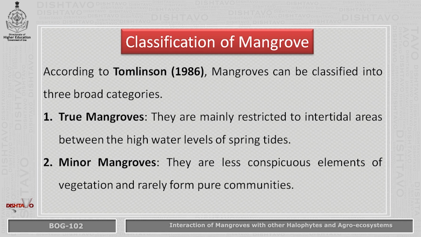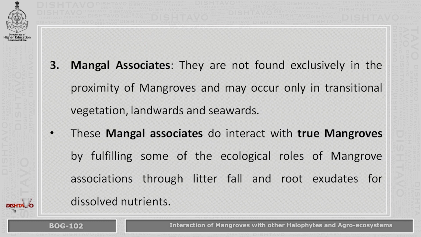Now let us see how the mangroves are classified. According to Tomlinson 1986, the mangroves can be classified into 3 broad categories. They are true mangroves, minor mangroves and mangal associates. The first one is the true mangroves. They are mainly restricted to intertidal areas between high water levels of spring tides. Minor mangroves are less conspicuous elements of vegetation and rarely form pure communities. The third is the mangal associates.